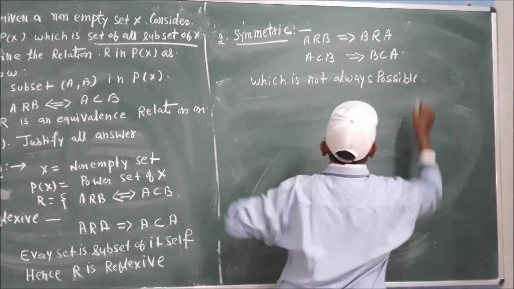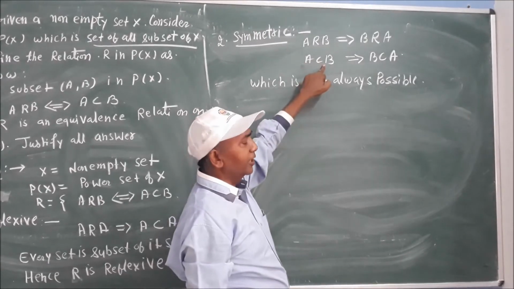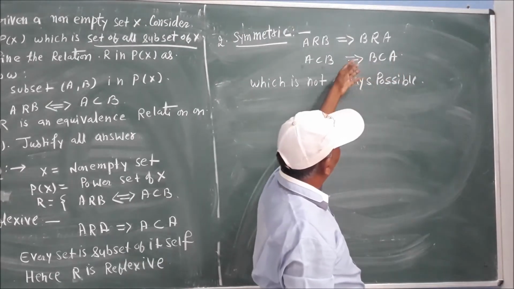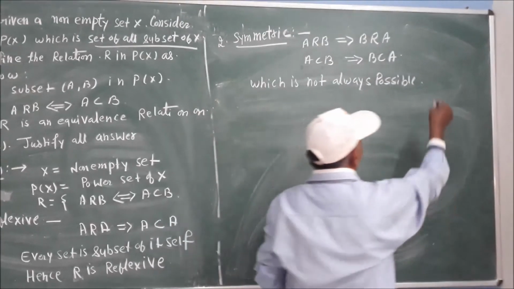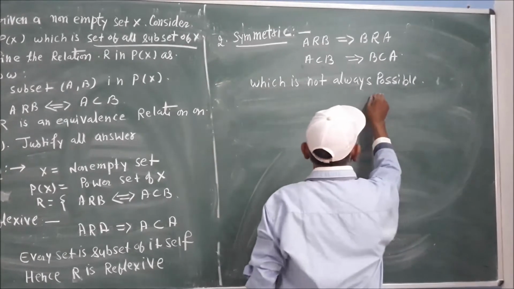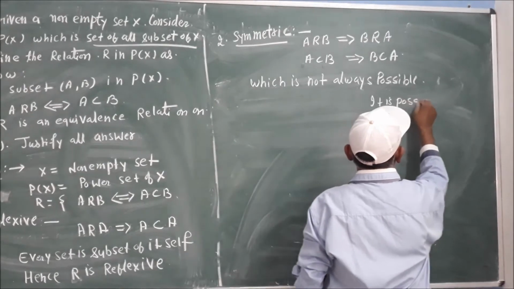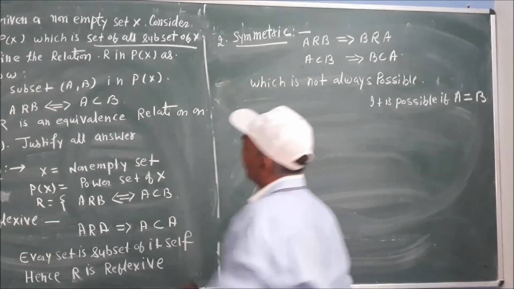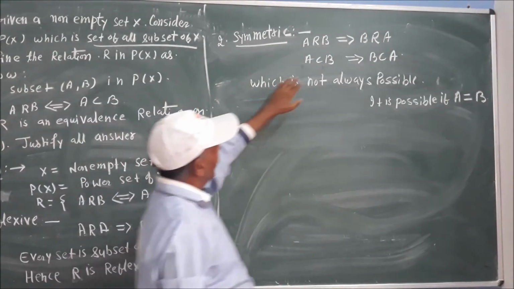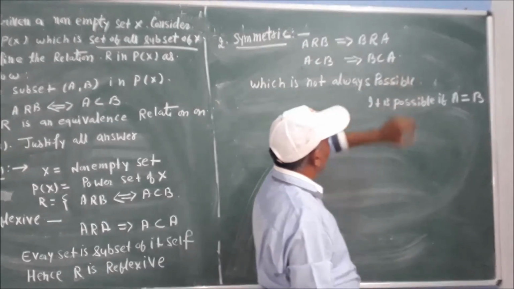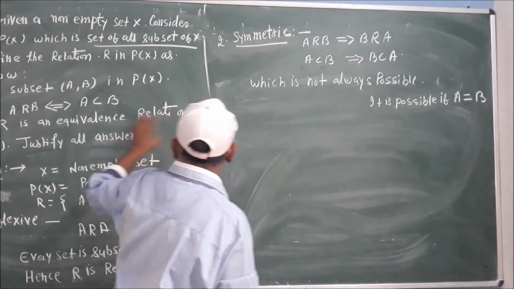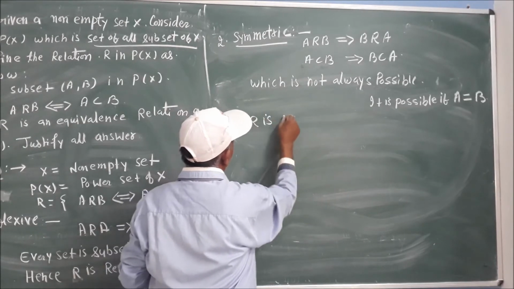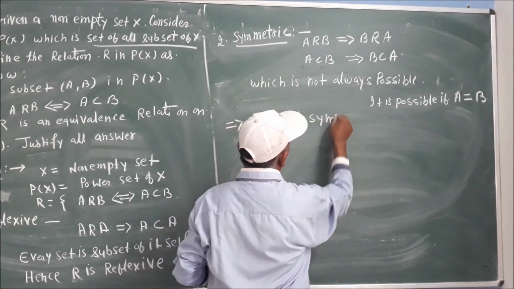Because A subset of B means all elements of A are present in B, and B subset of A means all elements of B are present in A. That means it is possible only when A is equal to B. But it is given that A is a subset of B. A subset of B and B subset of A is not possible here because it is not given in the question that A is equal to B. So this implies R is not symmetric.